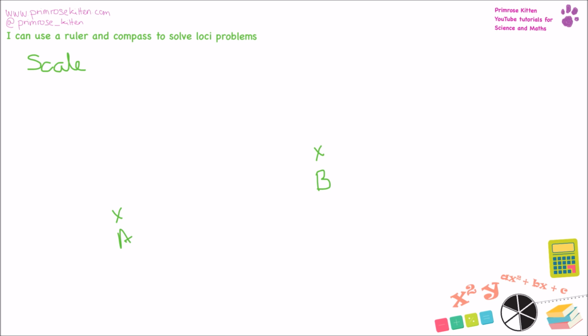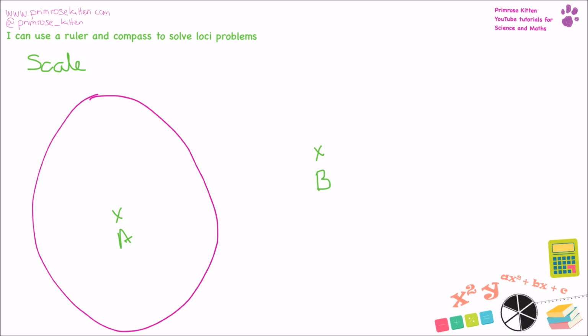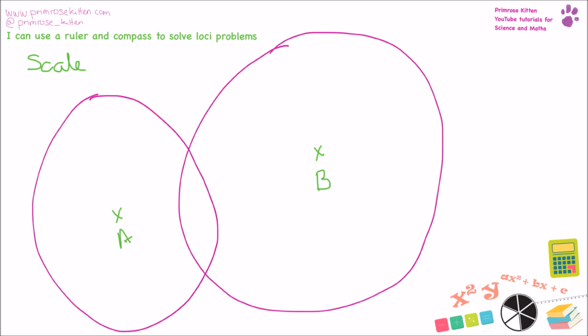For loci problems, you may be given a scale that you have to use, so you're going to need to set your compass and your ruler to that scale, or you may not be given one. What you're generally going to be asked to do is to draw a circle around point A with a compass, not roughly like I'm doing, and then a circle around point B, again with a compass, not like I'm doing, and see where those two intersect. But the really important thing here is accuracy with compasses, accuracy with rulers.